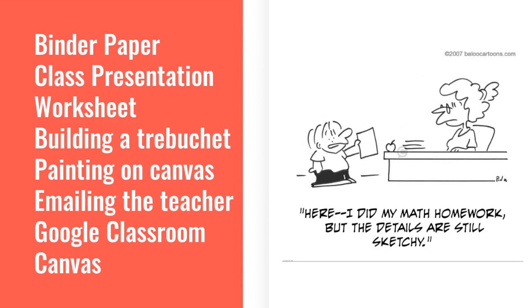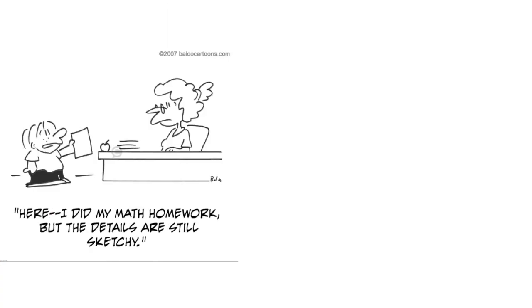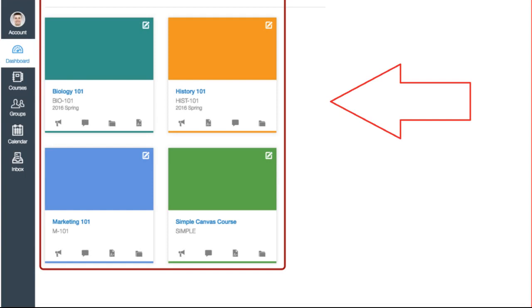So at the end of the day, there's a lot of different ways that your teacher can have you turn in your work. You can turn it in on binder paper, you can do it on Google Classroom, or your teacher might start using Canvas. But Canvas is always going to be the best way to check up on how you're doing in a class and where your grade is at. All you have to do is click on that class on your dashboard.